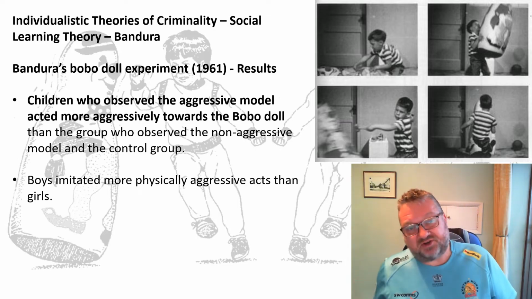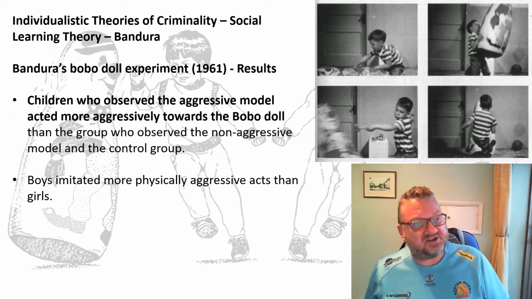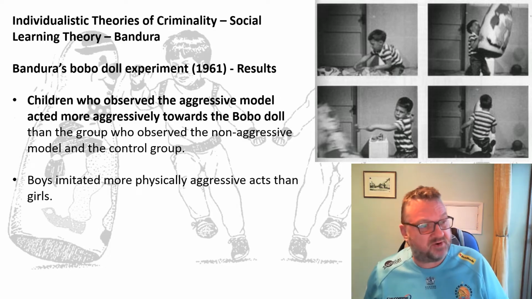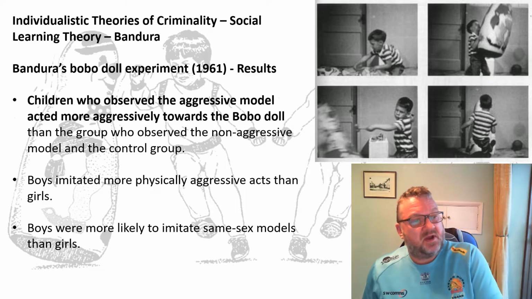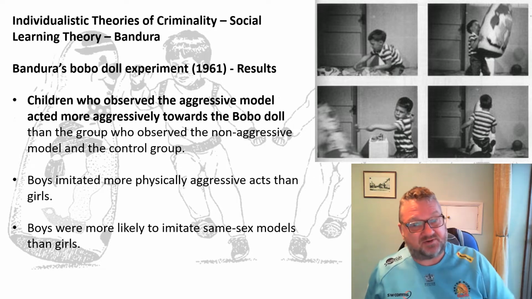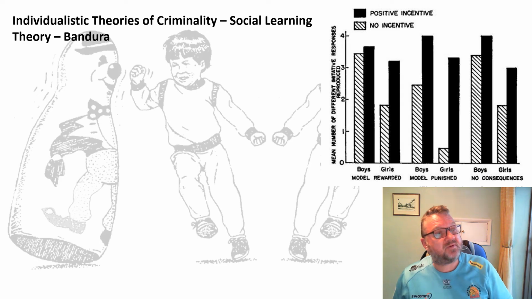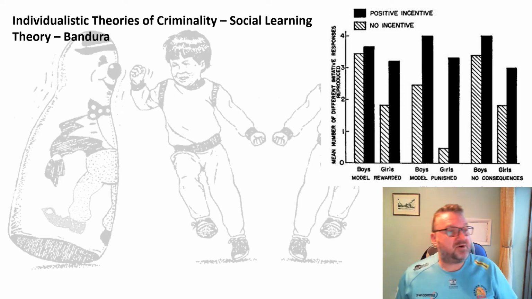It was also shown that boys imitated more physically aggressive acts than girls, so boys are more aggressive than girls. And this also showed that boys were more likely to imitate same-sex models than girls because the modelers were of the same sex. So what did this show?